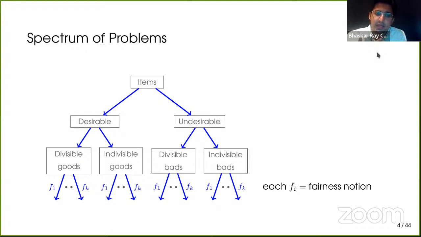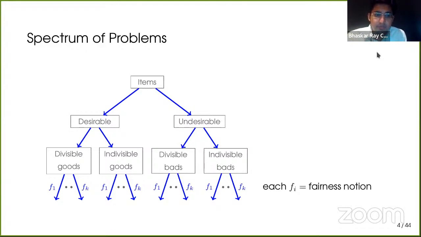So in fact, the literature even considers settings where the set of items to be divided comprises of, say, divisible goods and divisible bads, commonly referred to as mixed manna. For the purposes of this talk, I would stick to mostly these four fundamental classifications, rather the leftmost two, that is divisible goods and indivisible goods, with more focus on indivisible goods.